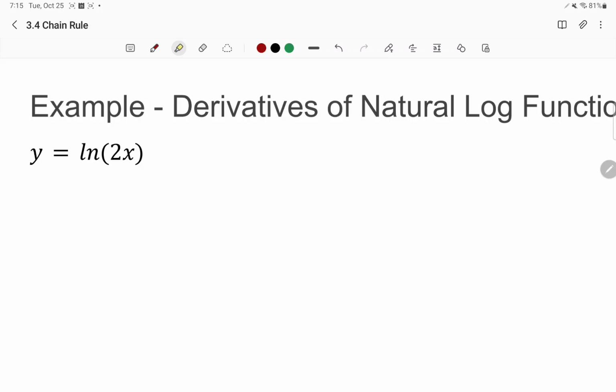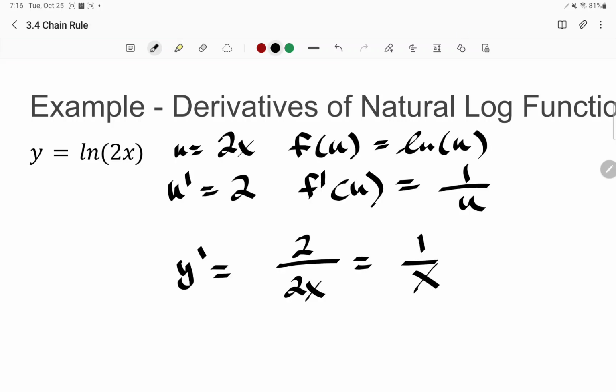Let's go ahead and take a look at how this applies to natural log functions. Go ahead and try this one, the natural log of 2x, identifying your inside and outside function and finding the derivative of those. So if we identify our inside-outside functions, the inside would be 2x, the outside would be natural log of u. We find the derivatives of those, and we go ahead and multiply them together. So you get 2 times 1 over 2x. And when you do that, you get just 1 over x for the natural log of 2x.